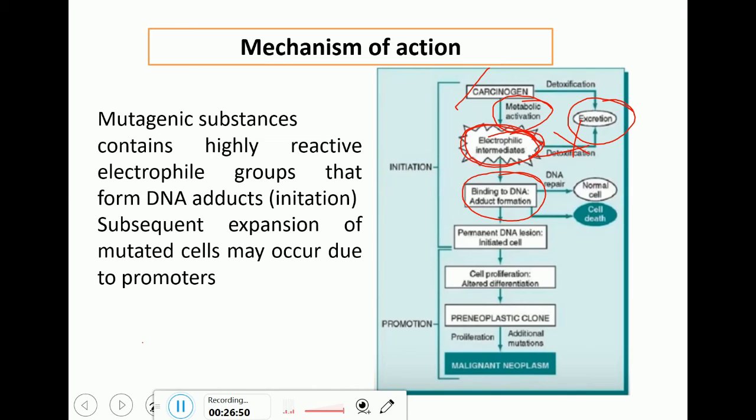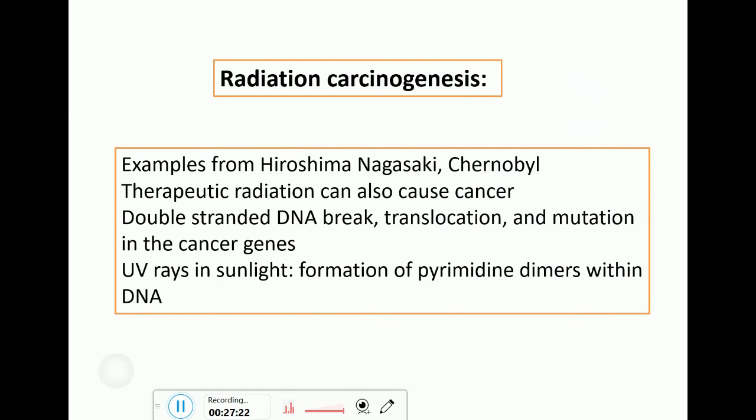If that process is present, then the DNA repair will occur and the cell will return to its normal position. If this DNA repair process is absent, then there are two options. Either the cell can die through the process of apoptosis, or permanent DNA lesions will occur and the development of cancer will begin. So till here is the initiation phase.